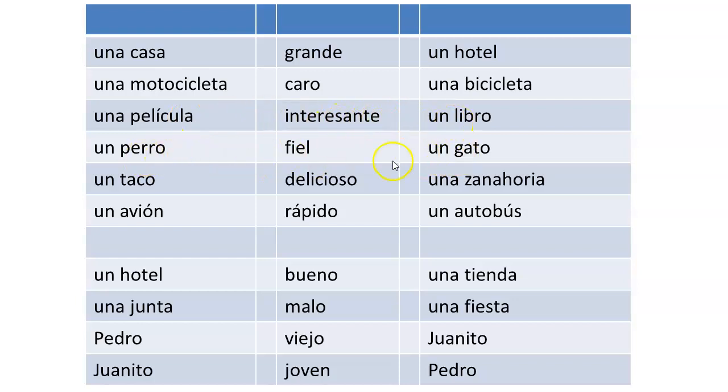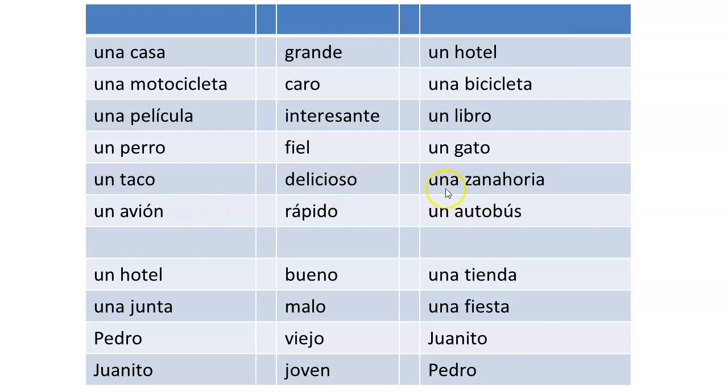A dog and a cat, and the adjective here is faithful, fiel. Would you say a dog is more faithful than a cat? Okay, let's go with that. How would you say it? ¿Cómo se dice? Un perro es más fiel que un gato.